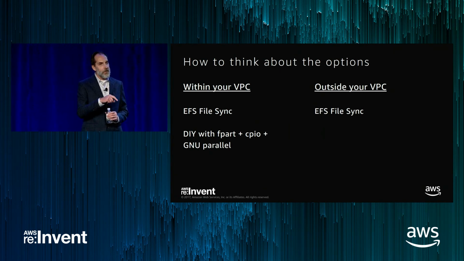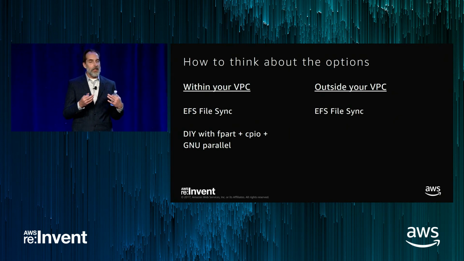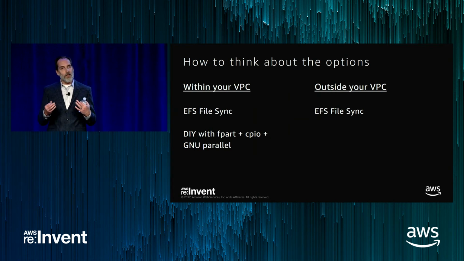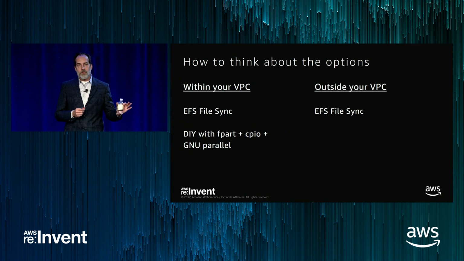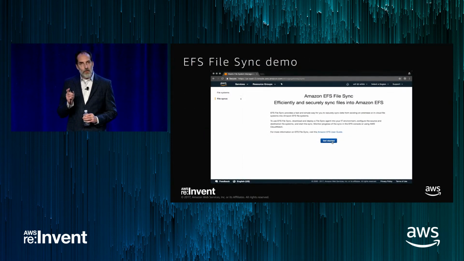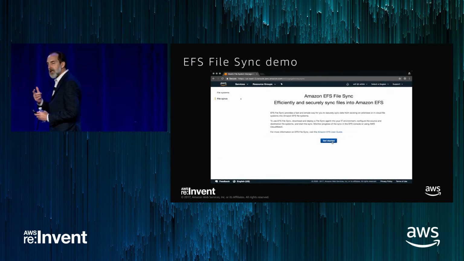If you're outside of your VPC, we really recommend using EFS File Sync because it allows for a very simple setup. No more SSHing into instances, trying to figure out installing tools. It's all done through the console. You set up your source, your target, and you basically sync the data. So let's go ahead and take a look at what this looks like.